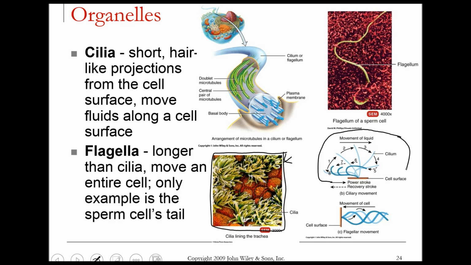Next we have flagella, which are longer than cilia. They're responsible for moving the entire cell. The only example of a cell within humans that has a flagellum is the sperm cell. So here we can see the sperm with its very long flagellum. The movement of flagellum is a little more like a corkscrew. So if you look down in the lower right-hand corner, you can see the movement of the flagella, a little corkscrew propelling the cell forward.